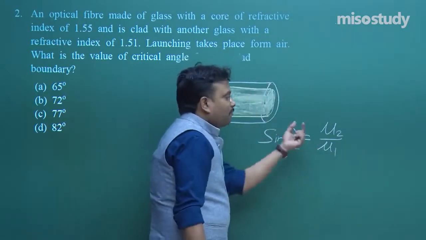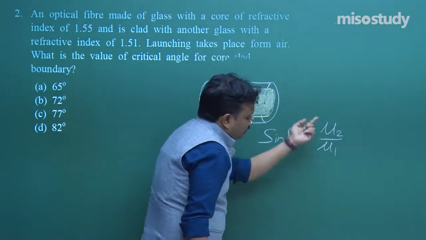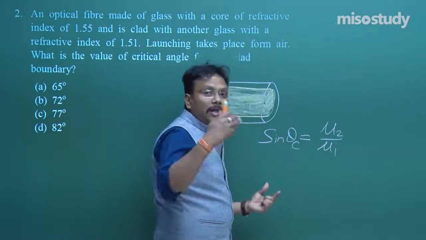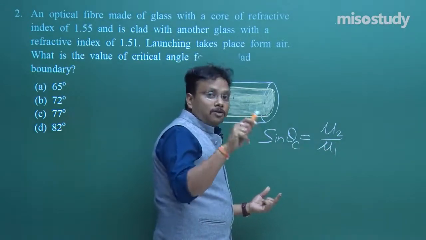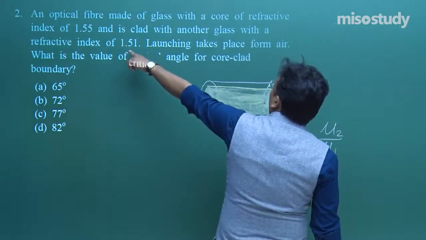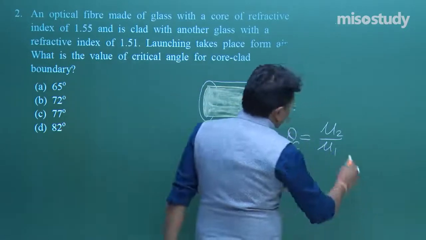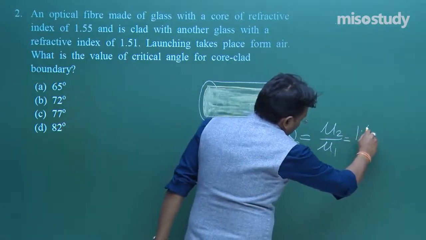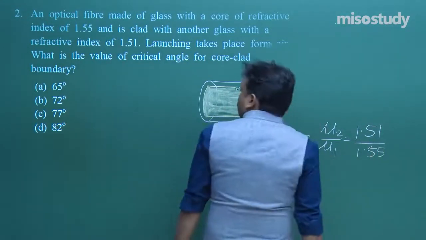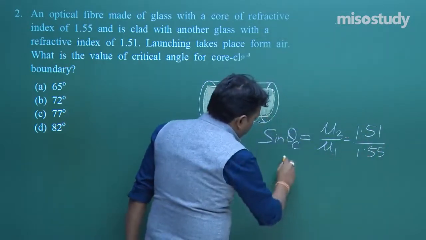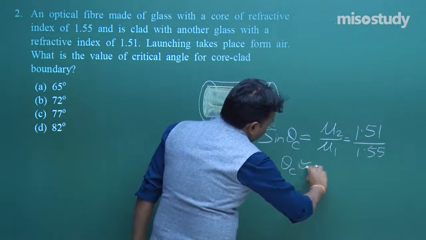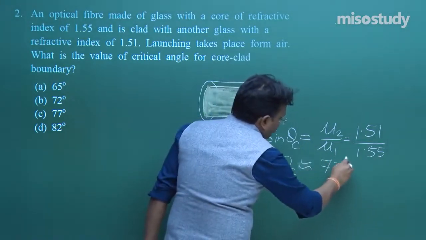Now, here you have to be very careful. You have to put the values such that you do not get the sin theta c value more than 1, because you know the maximum value of the sine function is only 1. So, by applying this simple rule, 1.51 divided by 1.55. So, put the values, 1.51 upon 1.55. Fine. So, roughly after solving this, you can say theta c is nearly equal to 77 degrees.